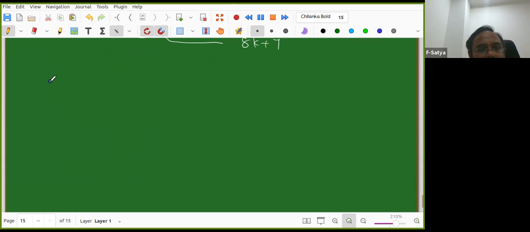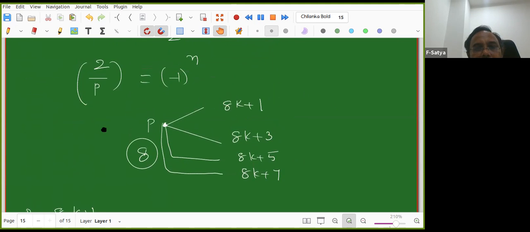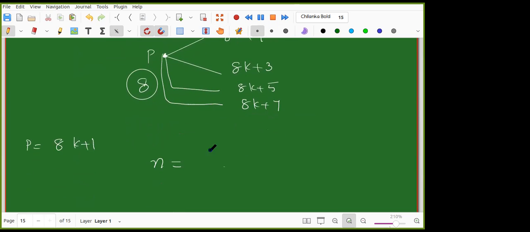Now let us work out slowly. If my p is of the form 8k plus 1, then what is my n equal to? It is (8k plus 1) by (8k plus 1 minus 1). Do you want me to compute everything, or will you tell me the answer? Okay, I'll write it: 4k plus 1.